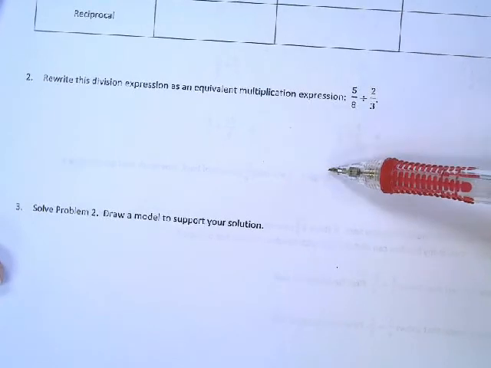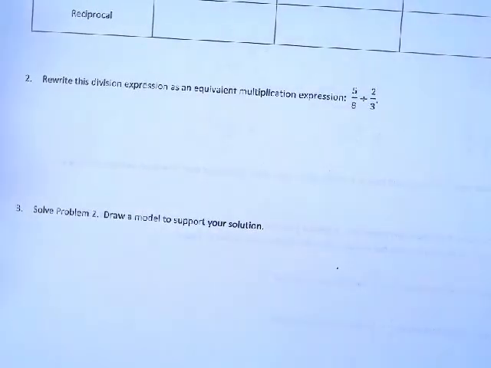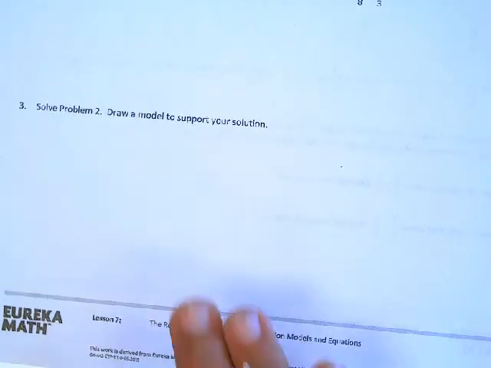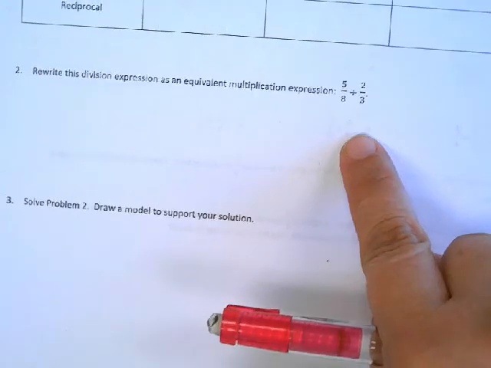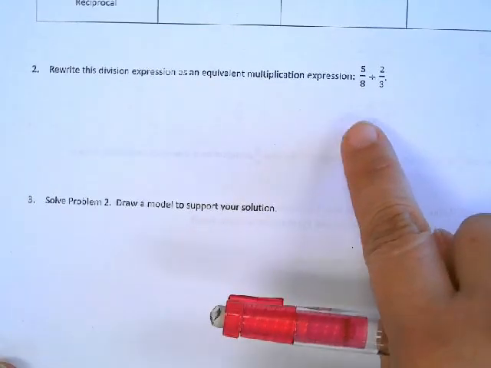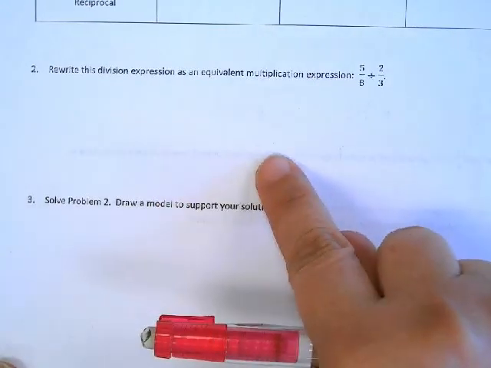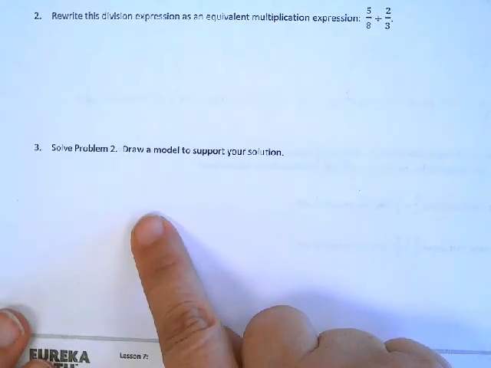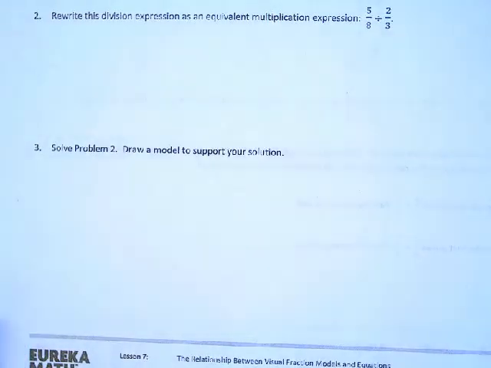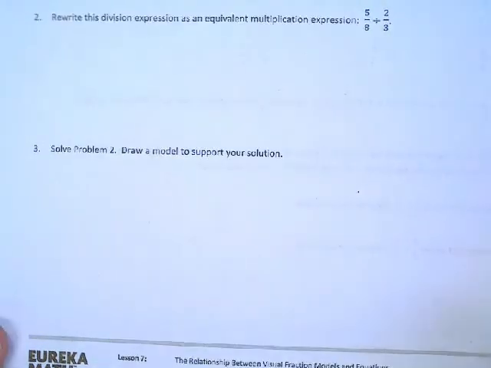On number 2, they want you to rewrite this division expression as an equivalent multiplication. So they just want you to use what we've taught you with the keep, change, flip. All you have to do is write out what this would look like as multiplication. In part 3, you have to draw a model of your solution to problem 2. So for problem 2, you're going to write out the equation as multiplication, and then for problem 3, you're going to draw a model to support your solution.